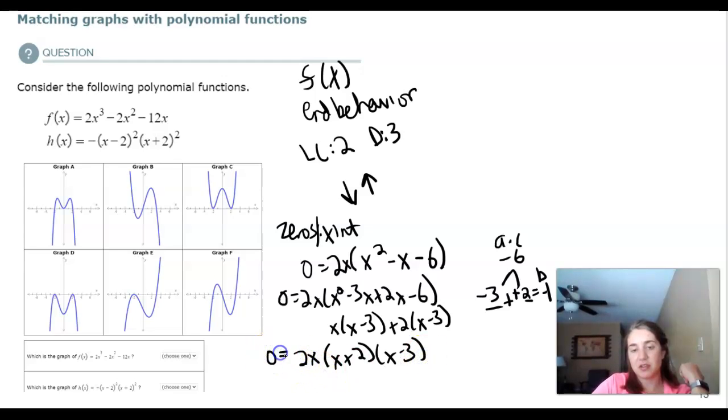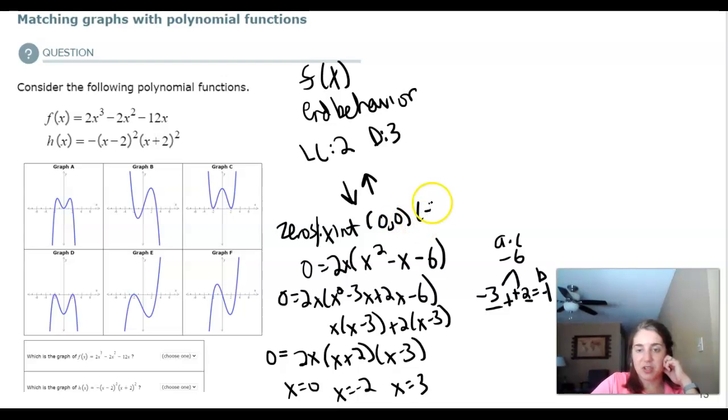And then I'd set each of these equal to 0, so x equals 0. So my x-intercepts would be 0, 0, negative 2, 0, 3, 0, which makes it the graph F.